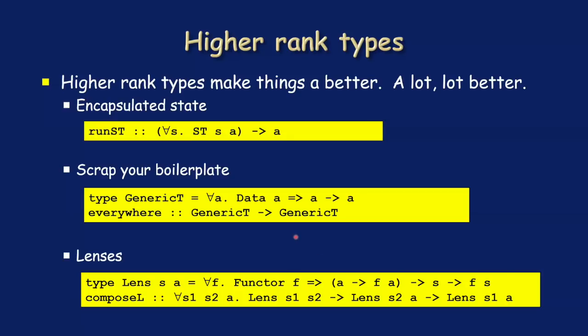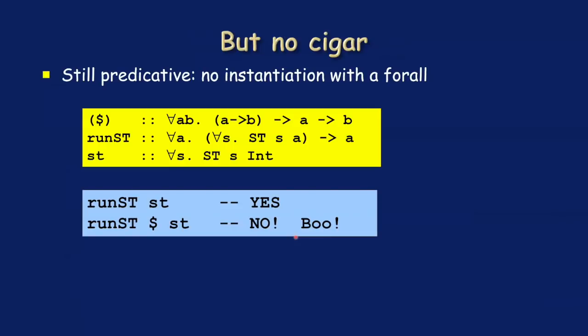So GHC has had higher rank for quite a long time, but tantalizingly, still no instantiation of polymorphic type variables with a forall, and that really is a problem, especially when combined with higher rank types. And here is an example. Here's runST, the function I mentioned earlier, with its type here with a forall to the left of an arrow. And here's $. Now, $ is a Haskell function that is just short for function application.